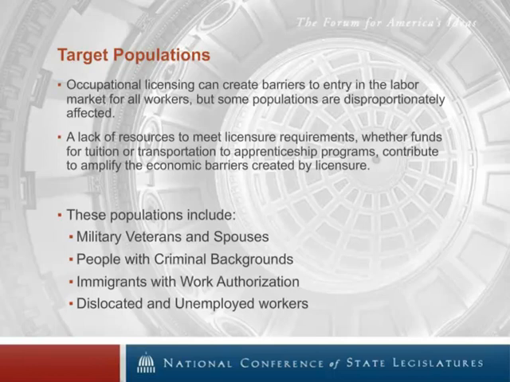Our next population group is immigrants with work authorization who face difficulty in obtaining recognition for foreign education or credentials, limited English language proficiency, and an unfamiliarity with the U.S. labor market and licensing requirements. And our final target population, unemployed and dislocated workers, may lack the resources needed to pay for the required education and training, as well as licensing fees, license renewal fees, and other necessary associated costs. To start off, I'll turn it over to my colleague, Jen Schultz, who will talk about military veterans and their spouses.